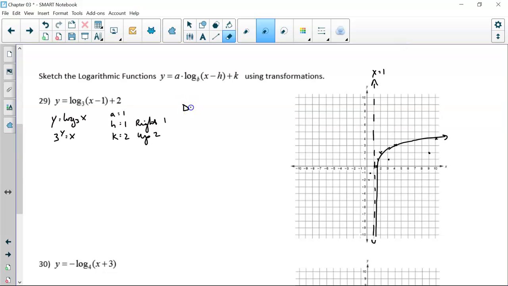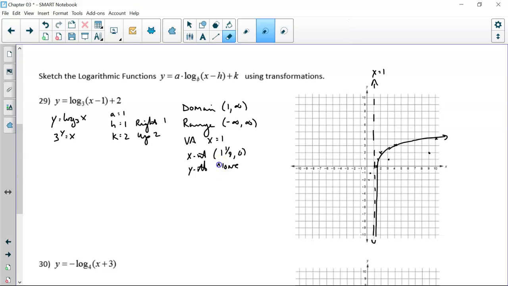So our domain is going from now 1 to infinity with parentheses. Our range, still all real numbers, negative infinity to positive infinity. Our vertical asymptote is now at x equals 1. Our x-intercept is at 1 and 1/9, 0. And our y-intercept doesn't exist. It's at none. There is no y-intercept. We'll be working with those x-intercepts. Don't worry about them yet.